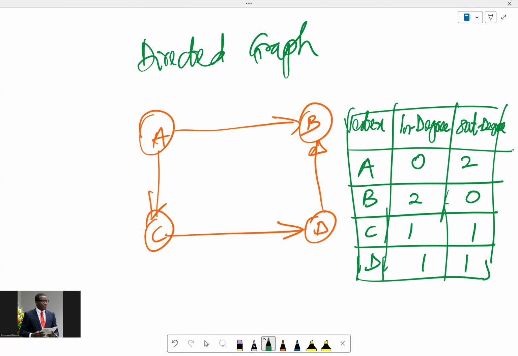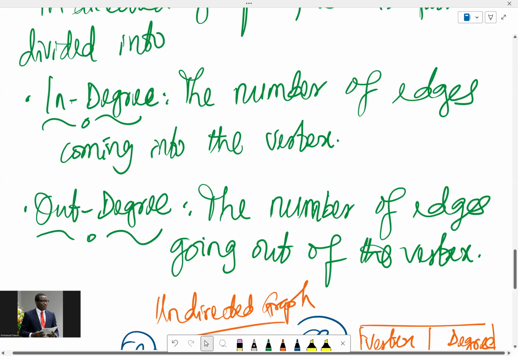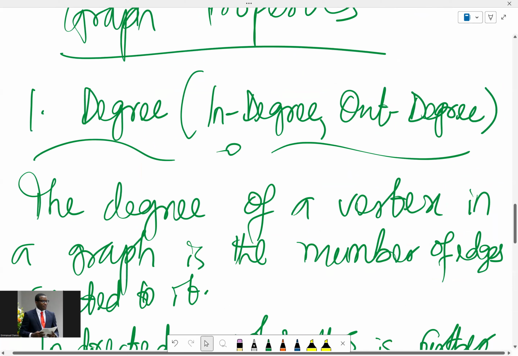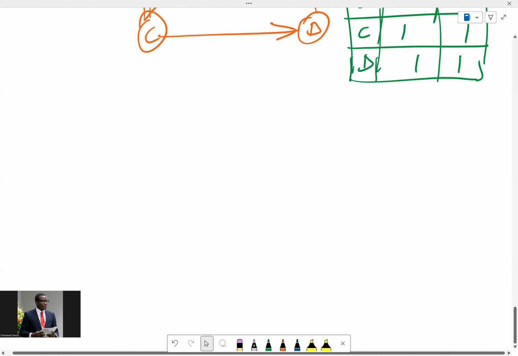Then for D, C is coming into D and D is going to B. That's the idea of in degree and out degree. That's the degree of a graph, and it is connected to a node. So don't forget that at all. Okay, so let's talk about examples.